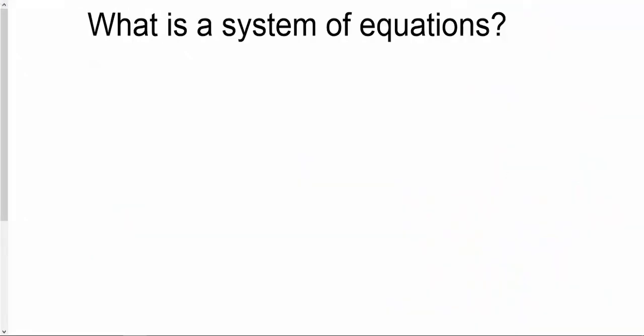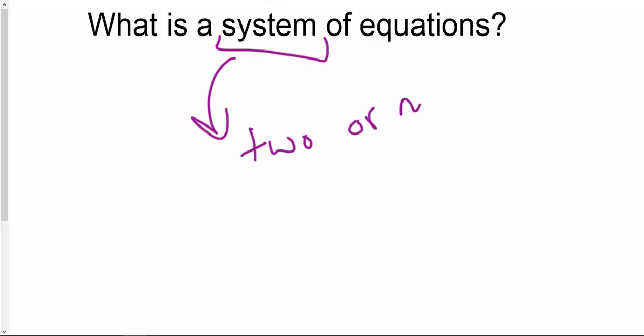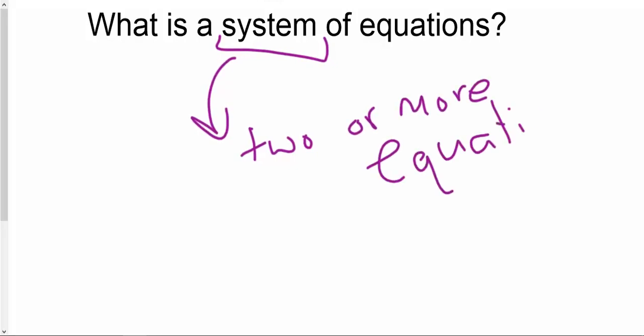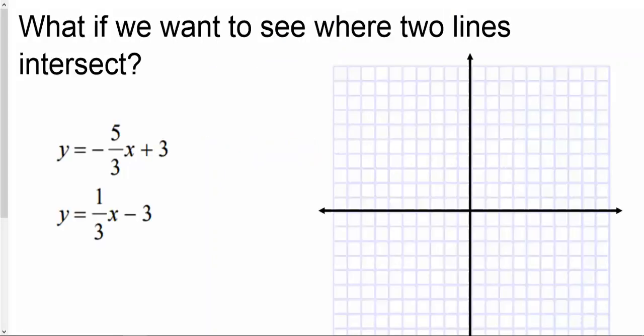So what is a system of equations? The word system means we're going to have essentially two or more equations. When we're solving a system of equations, what we're going to do is essentially find the point of intersection. Okay, so let's take a look at an example of how we could solve this system by graphing. Remember, our final answer should look something like x comma y.